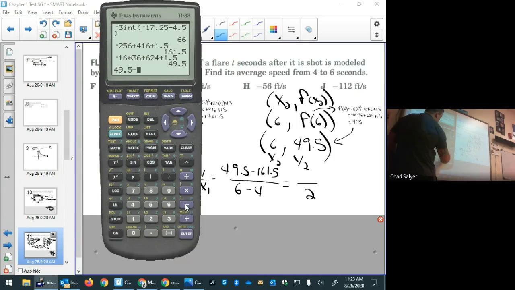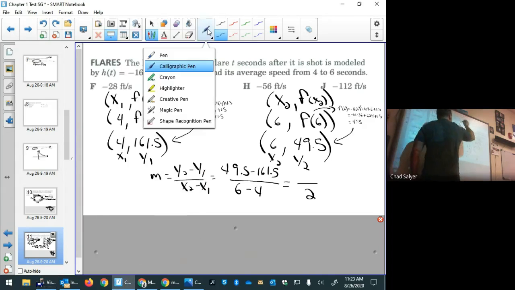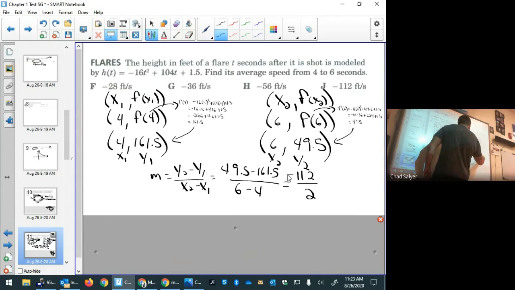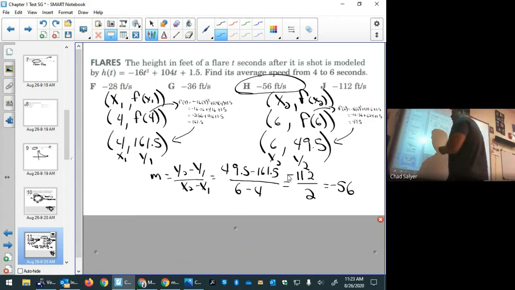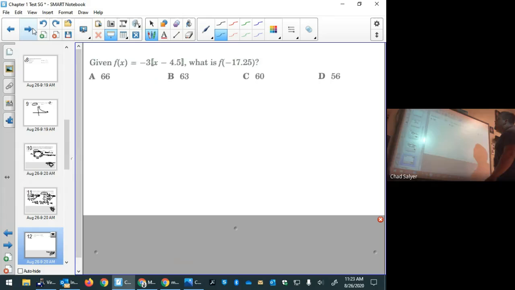49.5 minus 161.5 is negative 112. So that's going to be negative 56, and it's in feet per second, H as in hotel for that one. A little more intensely difficult problem there. All right, number 11 here.